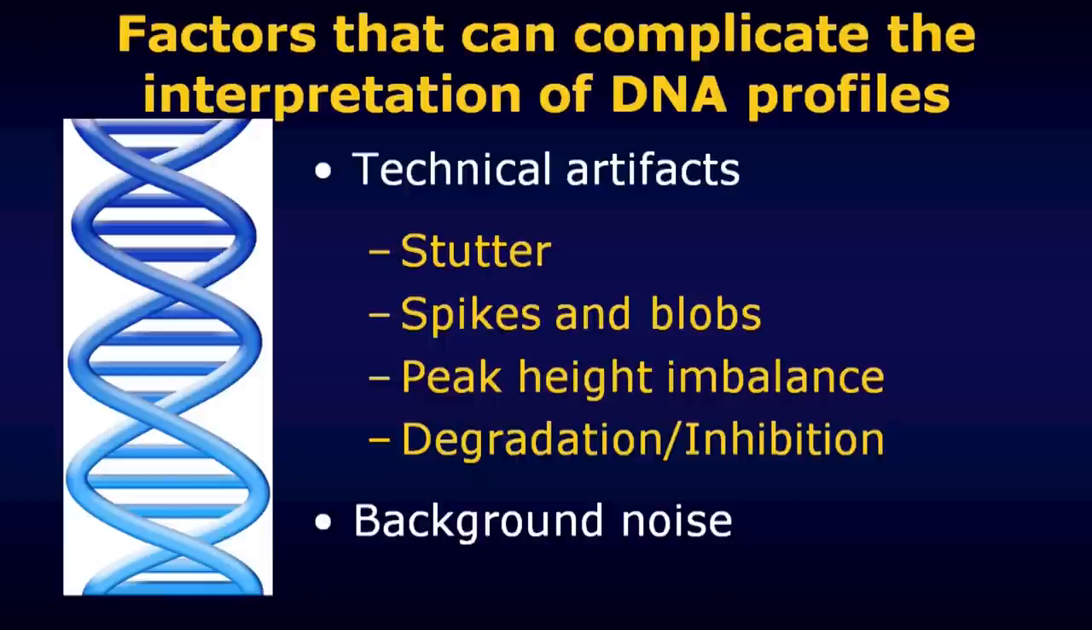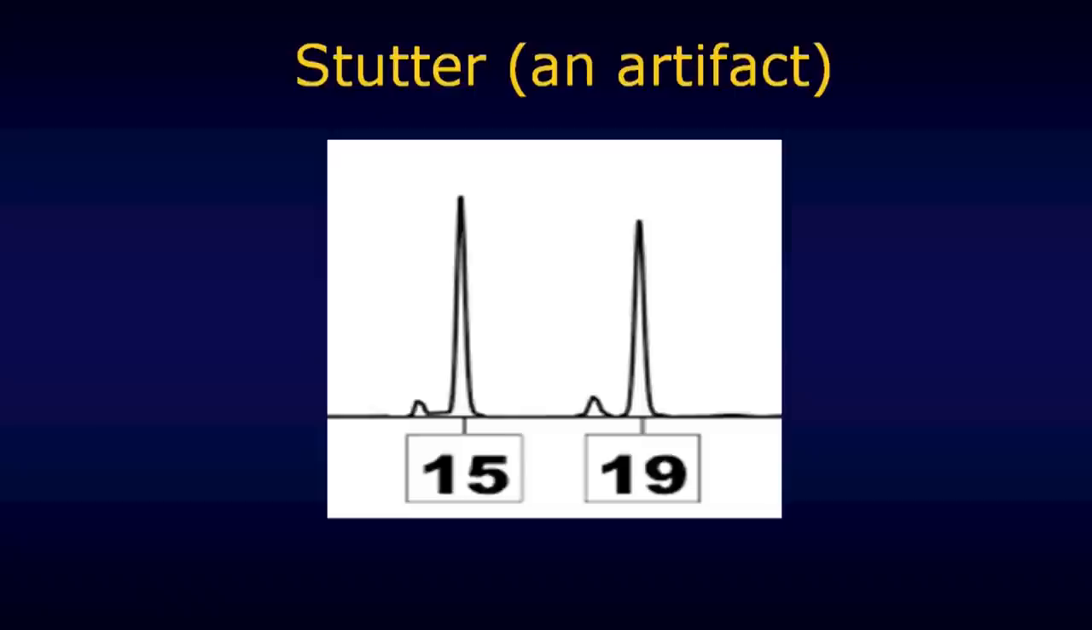Let's start by talking about technical artifacts, essentially things that happen during the course of testing that can't really be reproduced and really aren't reflective of the DNA that's associated with a sample, but nonetheless are things that we recognize and see happening quite frequently when we're looking at DNA test results. And then after that, we'll get to distinguishing between signal and background noise that might be associated with some electropherograms. But again, the first thing here is a very commonly observed technical artifact known as stutter.